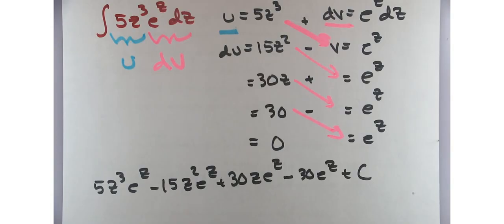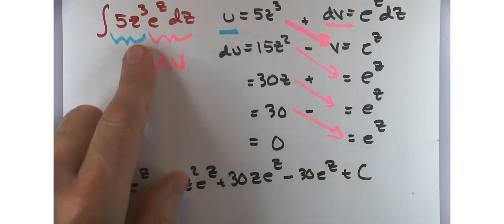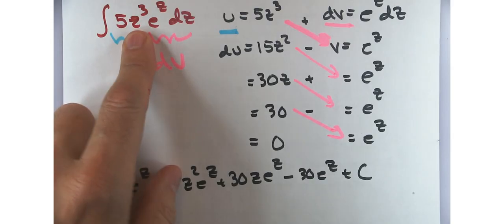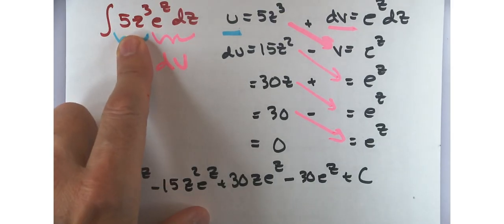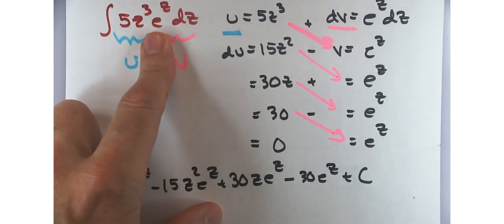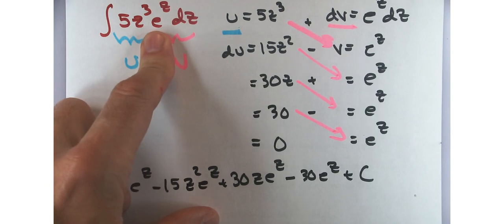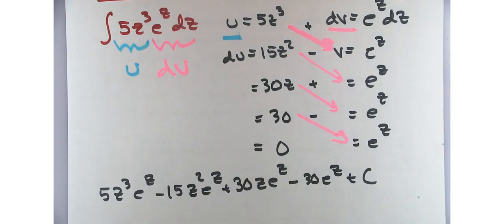So the table methods are going to work when you've got some kind of a polynomial term here and something that you can integrate pretty easily, like a sine or a cosine or an e to the x term. Those are the types of problems that lend themselves to the table method.